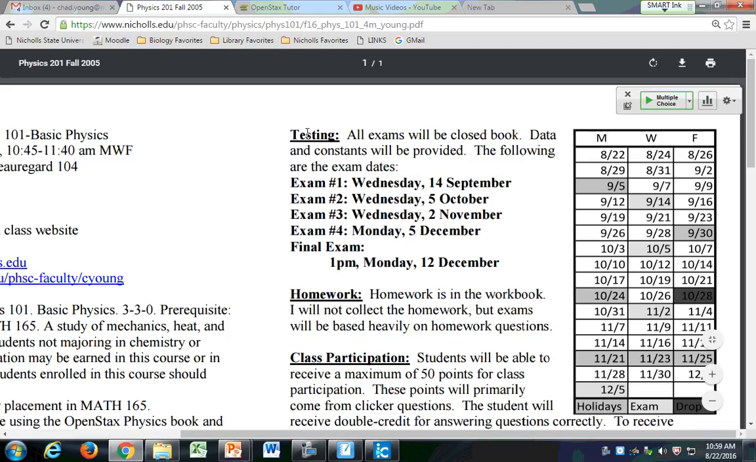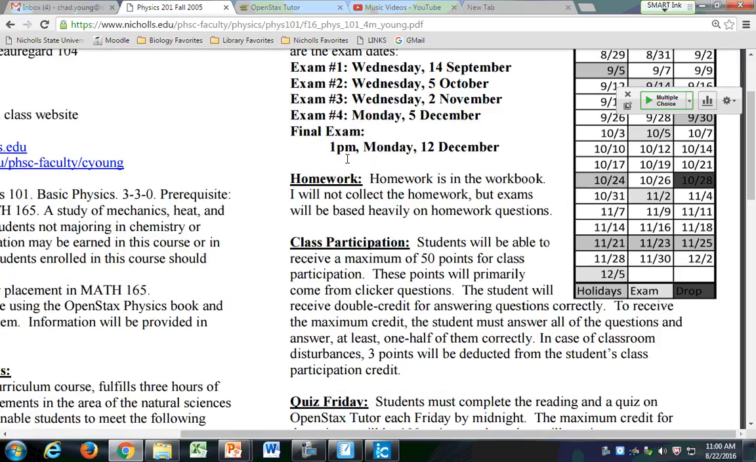Here's our test schedule. We have 4 exams and a final. Right, the exams will be on these dates. They'll be in class. They're not in this room. We'll move into the big auditorium, I think, if I can get it, so y'all can spread out a bit. And they're closed book. I think exam 2, I began introducing an equation sheet to you for you to use. I'll show you that. There is homework.